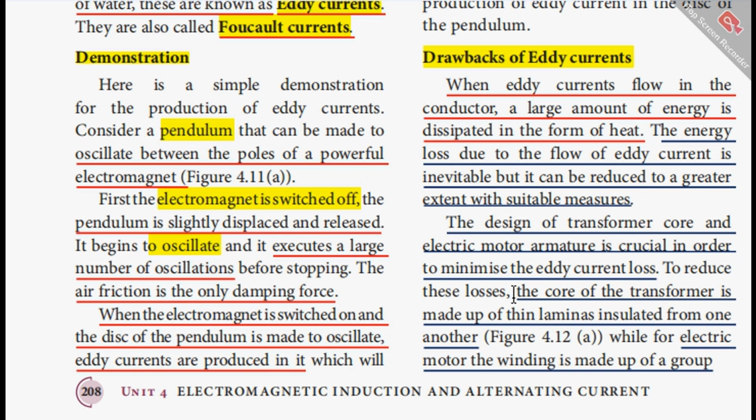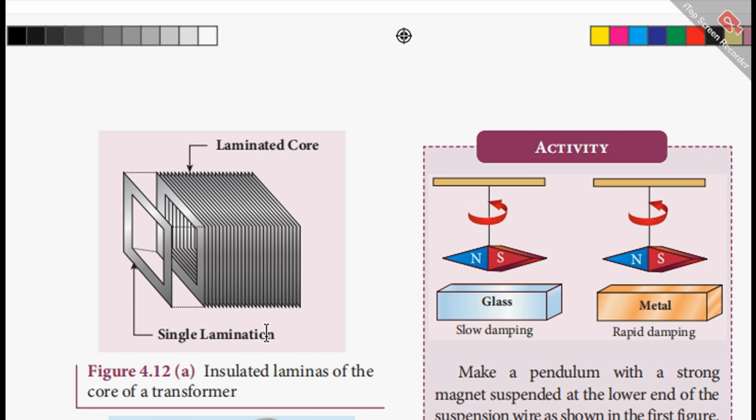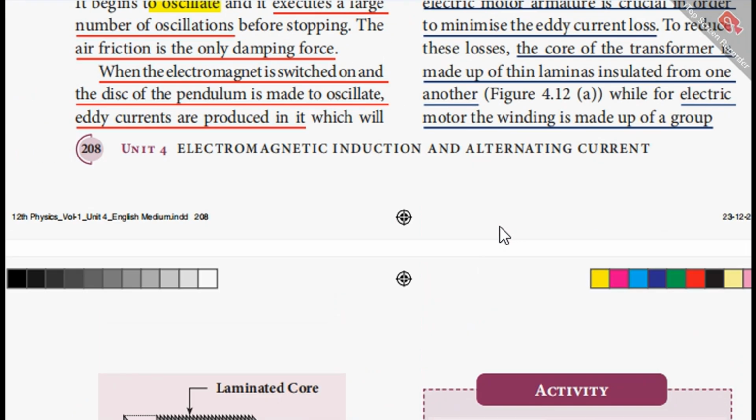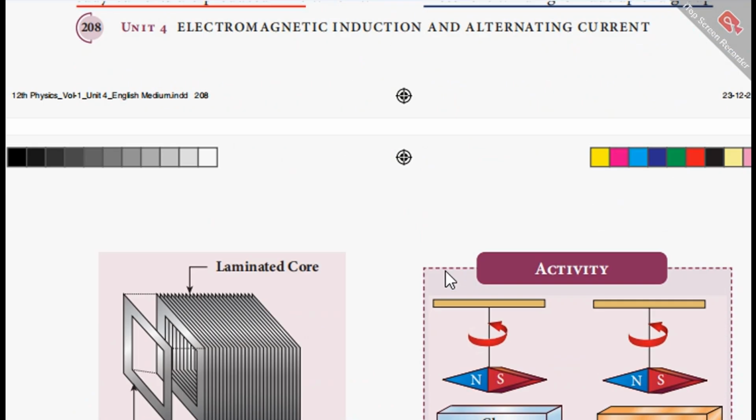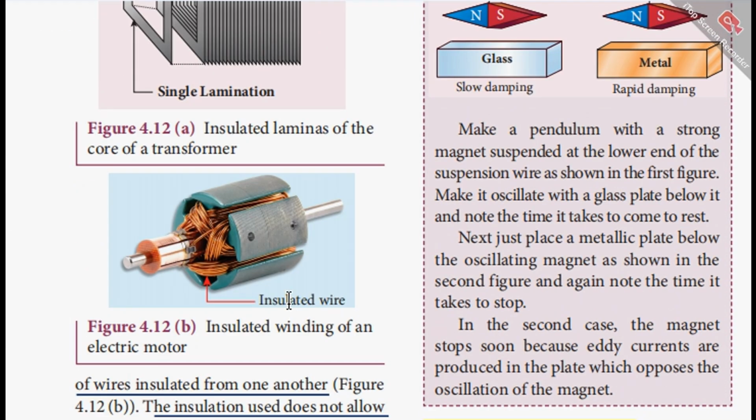To reduce these losses, the core of the transformer is made up of thin laminas insulated from one another, as shown in figure 4.12a, like this. So these are of the laminated core. You would have seen this kind of transformers. And for an electric motor, the winding is made up of a group of wires insulated from one another, like this. So this is an insulated winding of an electric motor. The insulation used does not allow huge eddy currents to flow, and hence losses are very much minimized, reduced, like this.